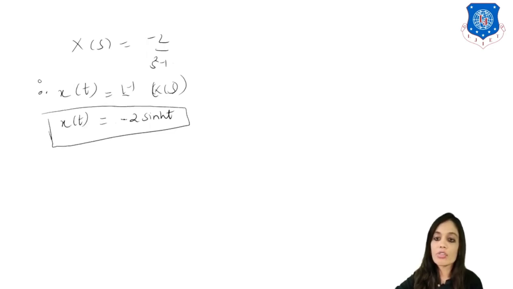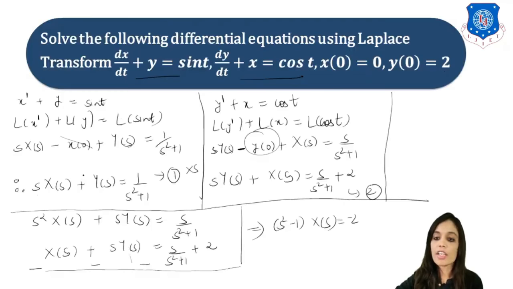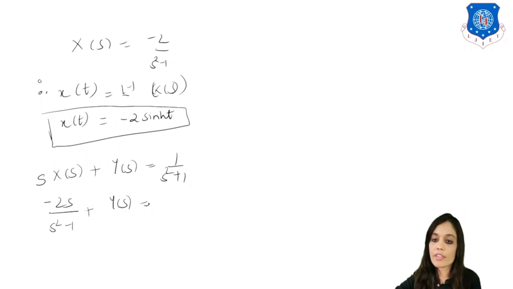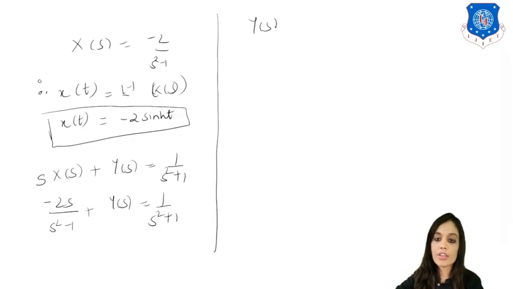Only one answer is remaining to be found out, that is y(t). Let us use our equation number 1. In this we will put our value of X(s). So our X(s) is this, minus 2 upon s square minus 1. Put this value inside this, so we will have minus 2s upon s square minus 1 plus Y(s) equals 1 upon s square plus 1. So finally then Y(s) will be 1 upon s square plus 1 plus 2s upon s square minus 1, right?